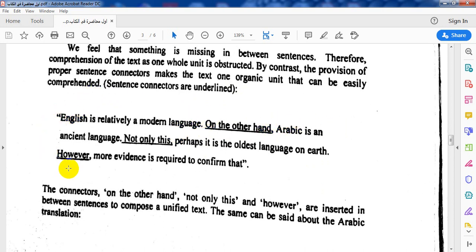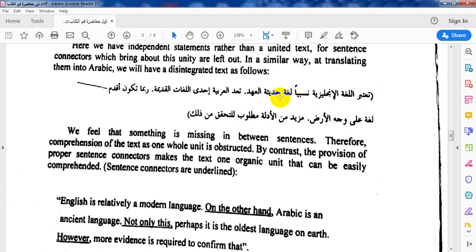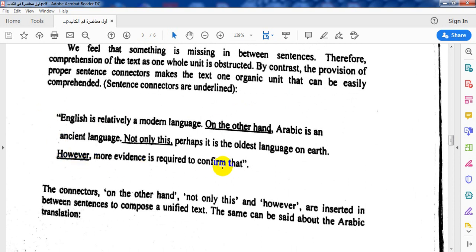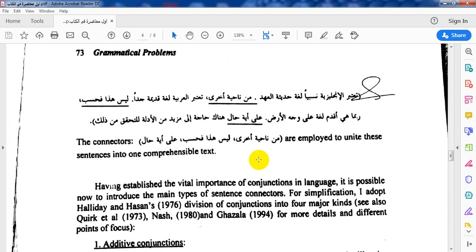So now we feel that this text is one unity. The same thing applies to Arabic. Now we read the Arabic text without connectors, and this is the English text with connectors. So we'll try to have a look at the Arabic translation for the same text with connectors.